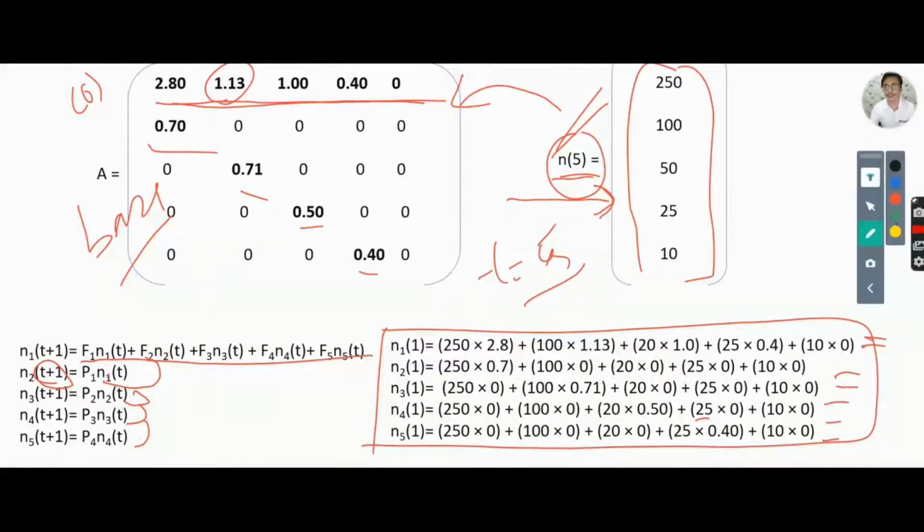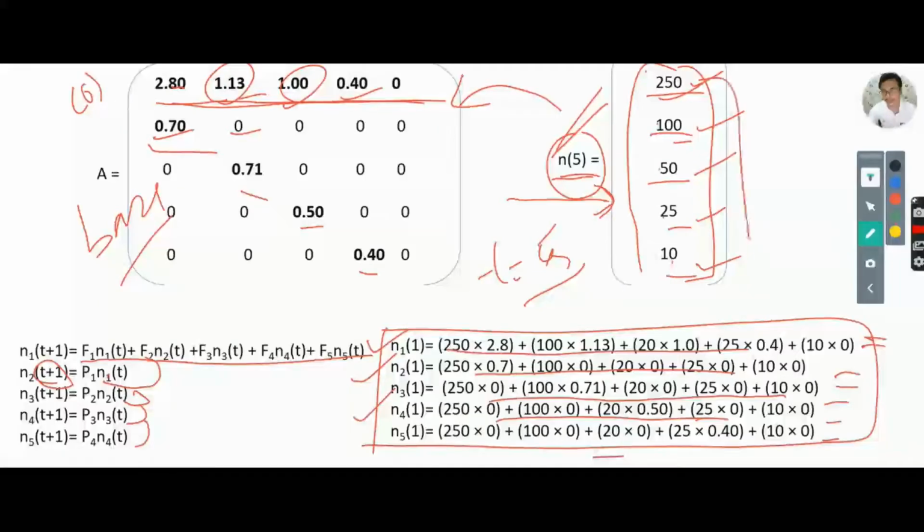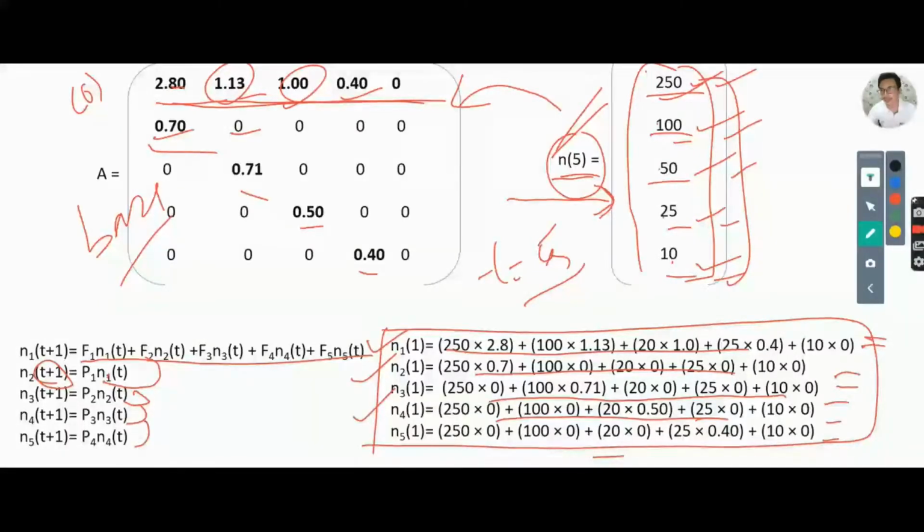After 5 years, the population is 250, 100, 50, 25, and 10, for 1, 2, 3, 4, 5, all different age groups. Right? So what would be the matrix structure? You will get a structure from here. I'm not repeating how to count it because you already know: this one into 250, this one into 100, this one into 50. Likewise, you have to go on. Similarly, this one into 250, second one into 100. Likewise, the same repetition, and finally you will find another 5 vector components here.